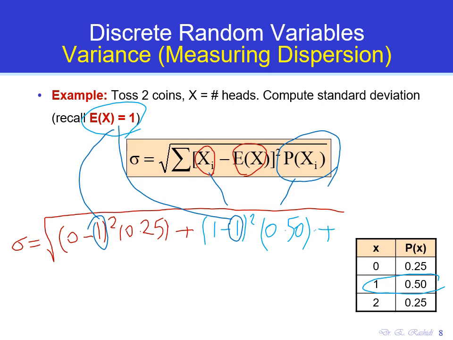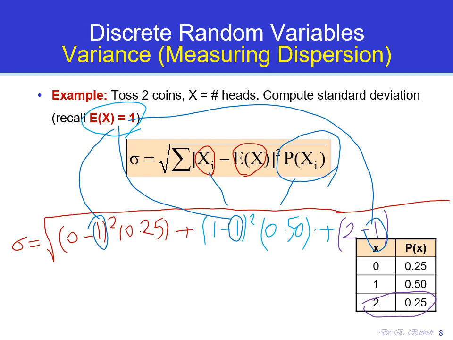And plus the next value. The next value that random variable x would get is 2, and it's taking this 2 with the probability of 25%. So we're going to do that for that 2: 2 minus the expected value. What is expected value? That's 1. Again, this 1 comes from the expected value. Then we square this difference and multiply it by the probability that x would get 2, which is 25%.